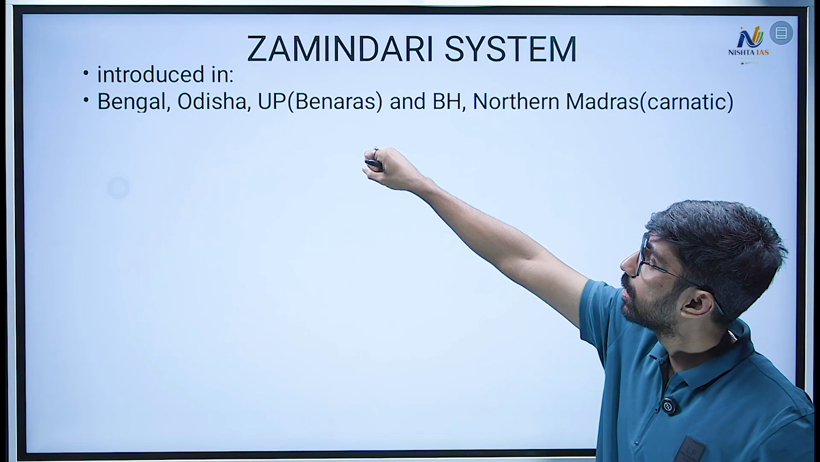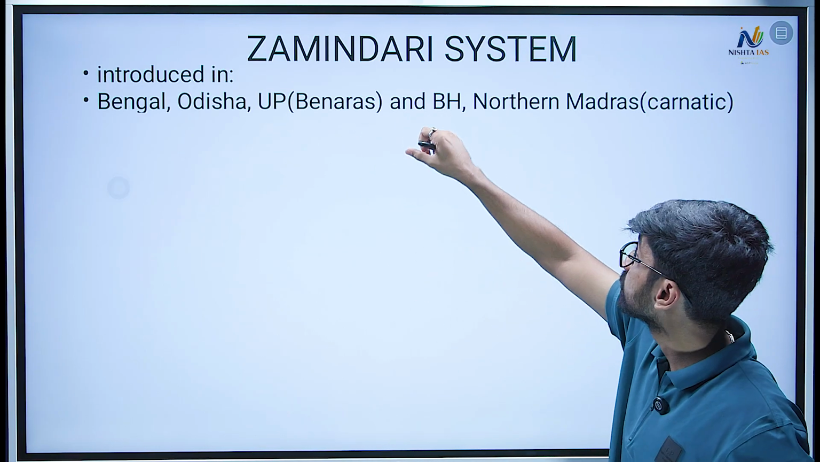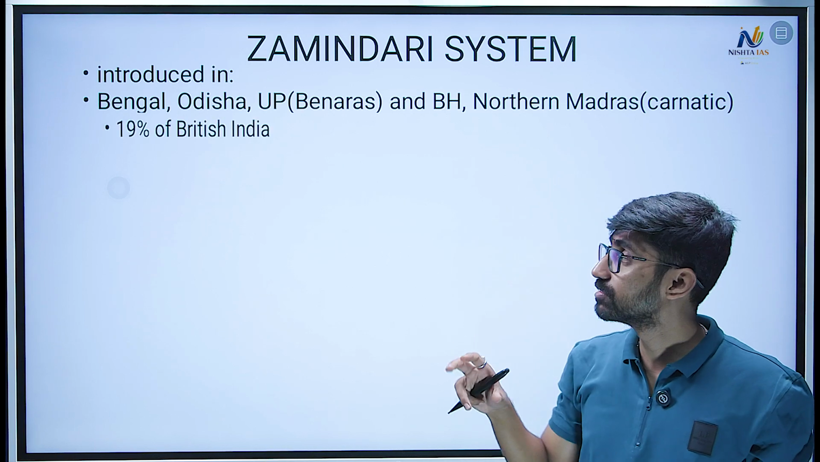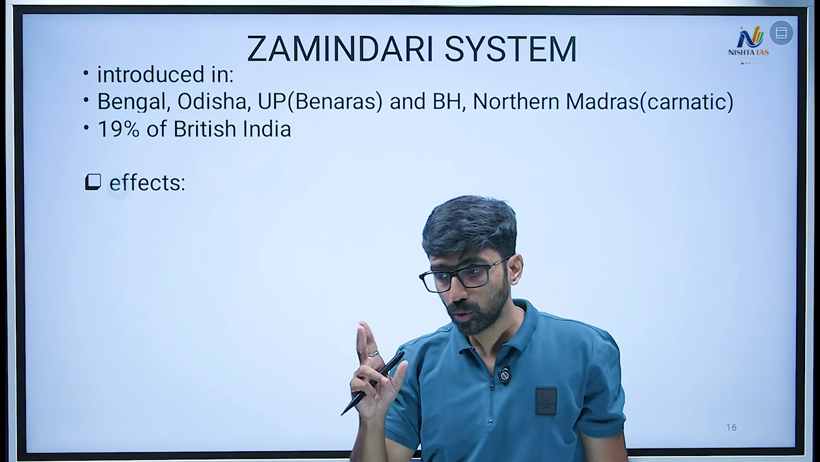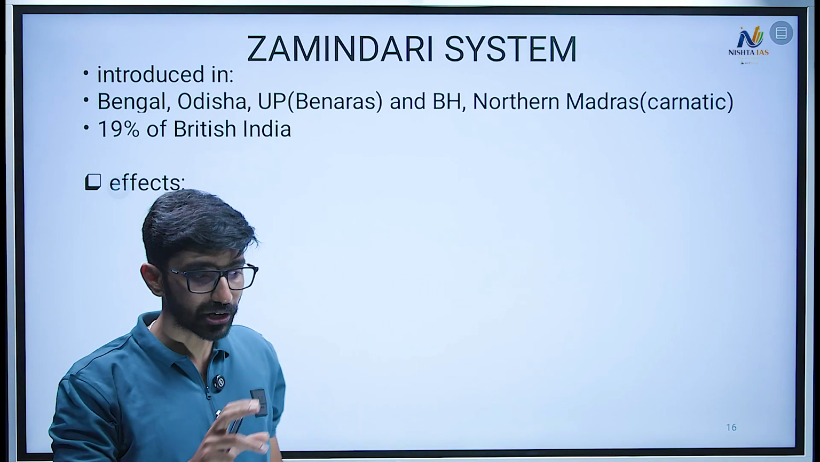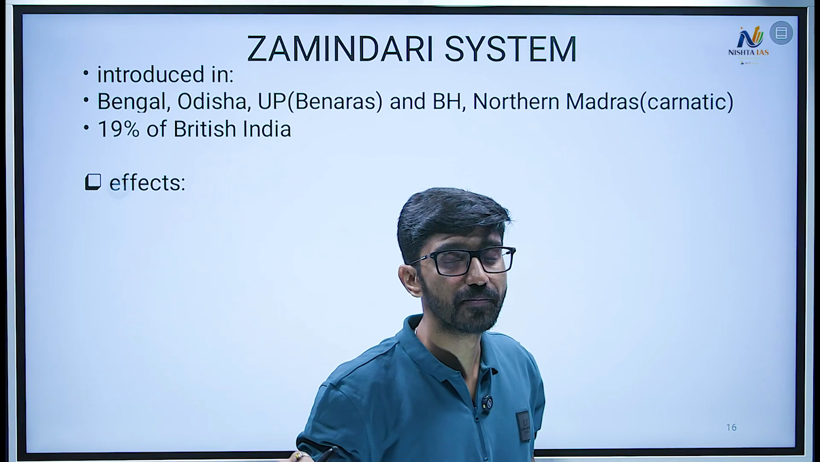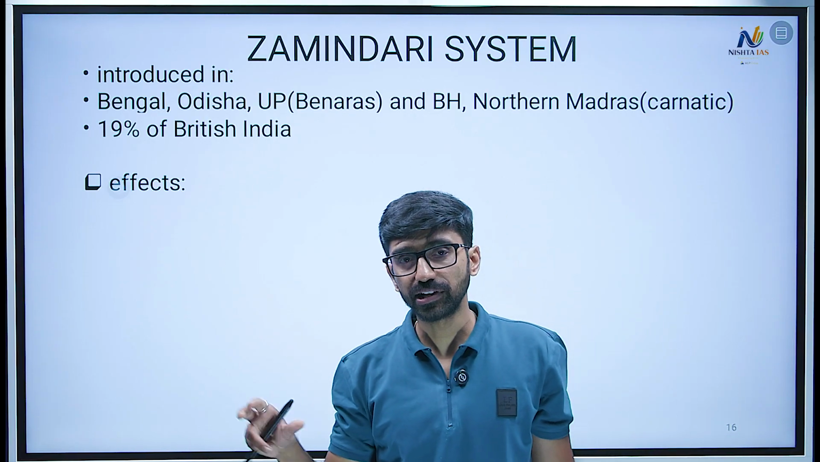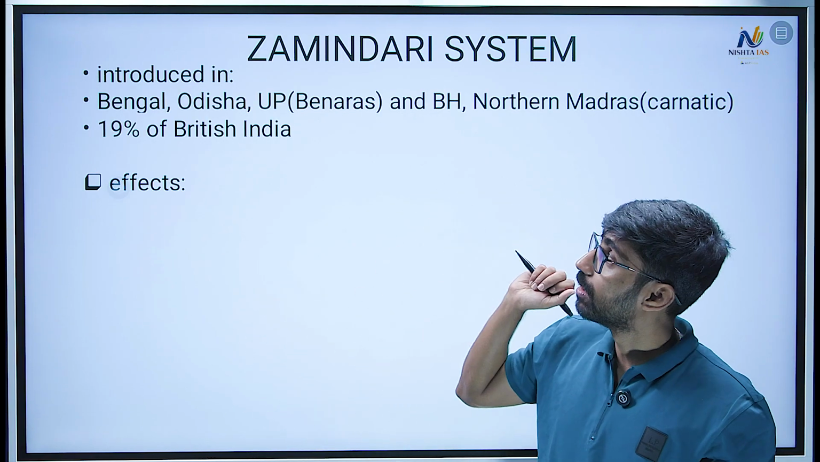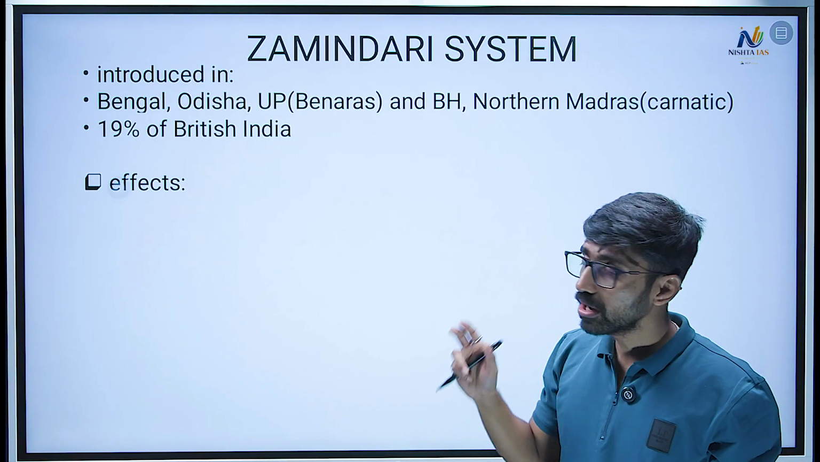In Bengal, Bihar, Odisha, UP in the Banaras region, Northern Madras, that is the Carnatic region. It amounted to 19% of British India. There were two kinds of Indian states during that point of time: British provinces and princely states. If you take British provinces as 100% of British India, out of that 100%, 19% of the area was covered by the zamindari system. And what are the effects?